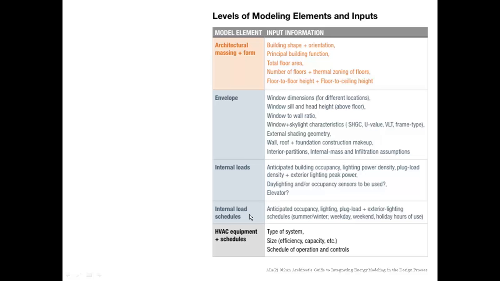Internal load schedules. So what we're talking about here is looking at the anticipated occupancy and looking at that prediction and what sort of heat and energy do we expect the occupants to use throughout the year. And then we move on to the HVAC, heating, ventilation, air conditioning, equipment and schedules. So the sort of heating system, the ventilation system, cooling system, if you have it, what are the sort of energy flows? What's the schedule of operation of those systems?